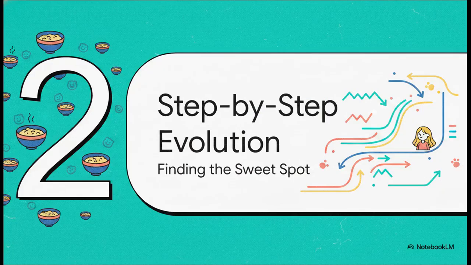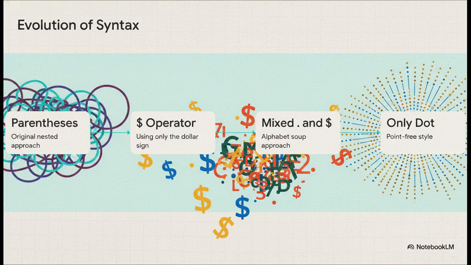Moving right along, Section 2, the step-by-step evolution. Because we absolutely aren't stuck with that visual nightmare, we're going to go on a bit of a Goldilocks journey here, refactoring this code step by step to find what's just right. Here's the roadmap of our evolution. We start at stage 1 with those messy parentheses. Stage 2 tries cleaning it up using just the $ operator. Stage 3 mixes it up, using both the dot composition operator and the $.